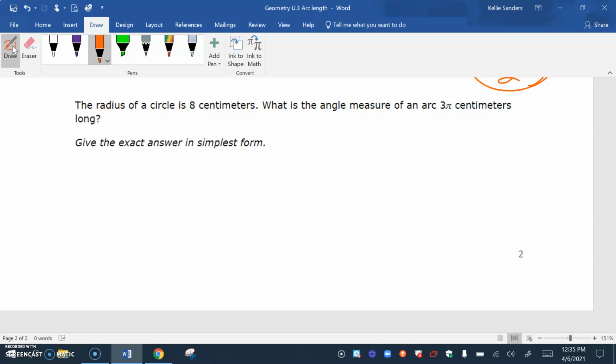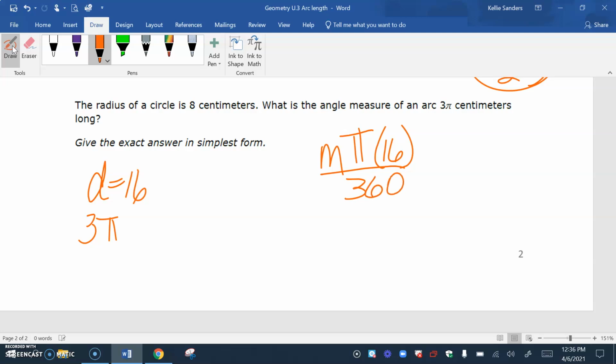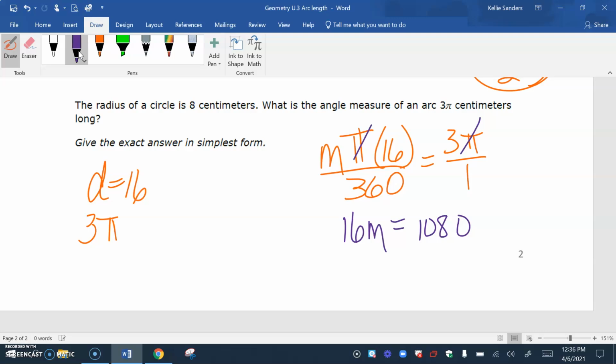The radius is 8, so the diameter is 16. What is the angle measure if the arc length is 3 pi? So we don't know the measure. We have the pi. We have 16. All over 360 equals 3 pi over 1. The pi's will cancel out. If I cross multiply, I would have 16m equals 1080, and then I divide by 16. 1080 divided by 16.